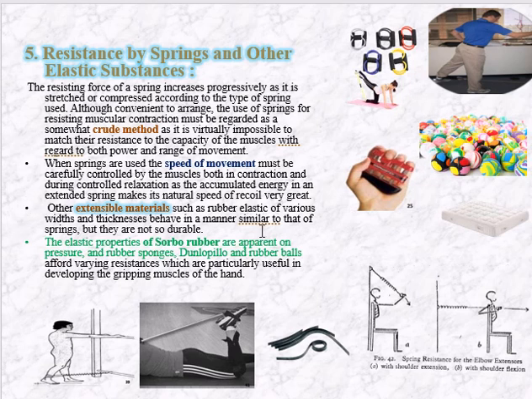Other extensible materials such as rubber elastic of various widths and thickness behave in a manner similar to that of the spring, but they are not so durable. The elastic properties of rubber are apparent in pressure, and rubber sponges, Dunlopillo, and rubber balls afford yielding resistances, which are particularly useful in developing the gripping muscles of the hand. These are very helpful to improve the gripping activity of the hand.